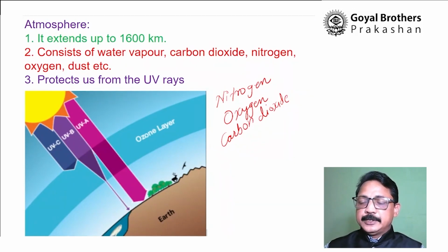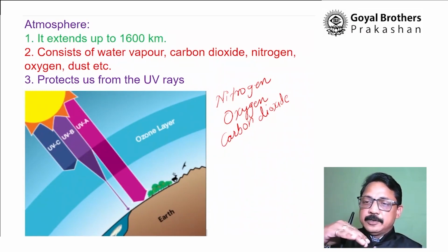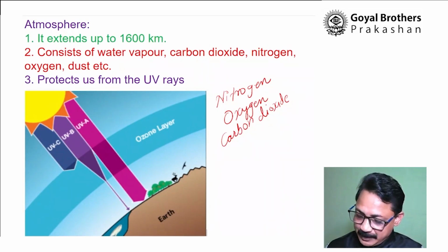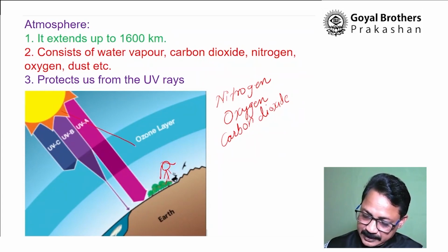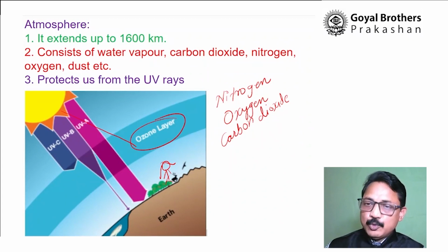Hydrogen is also present, dust is present in our atmosphere, and this atmosphere supports life, and it also protects our Earth from ultraviolet rays. Very dangerous, harmful rays coming from the sun are obstructed by atmosphere, and we people here on Earth are protected from this ultraviolet radiation because the ozone layer of Earth stops them and protects us.